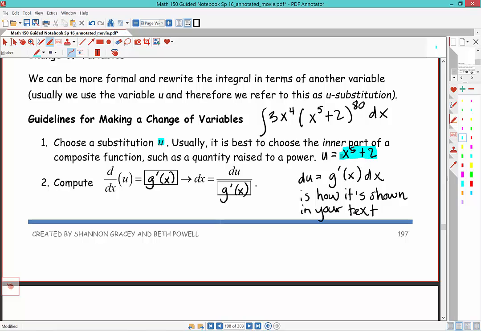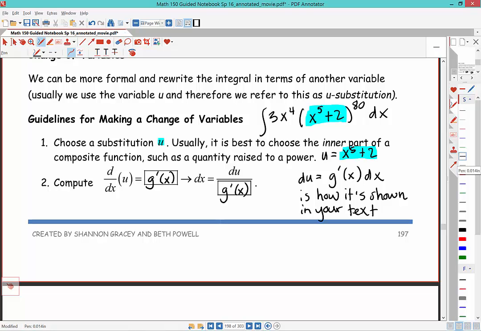For this particular problem. Okay, now you come back here and you say, okay, well, d dx of our u, which was x to the 5th plus 2, is equal to what? Perfect, 5x to the 4th. Okay, so far? So, isolating dx, you're going to get du divided by 5x to the 4th.